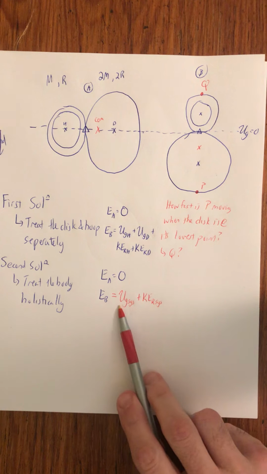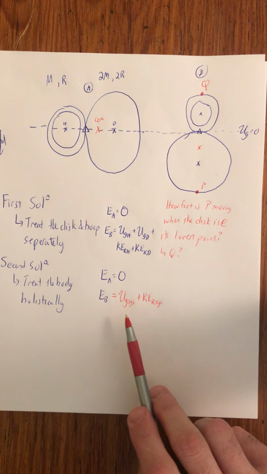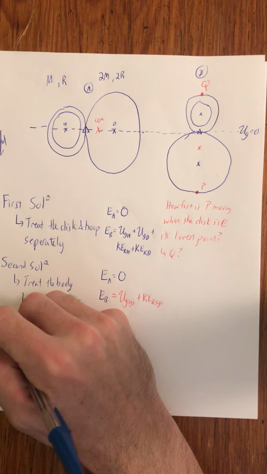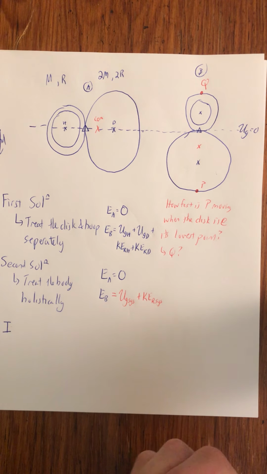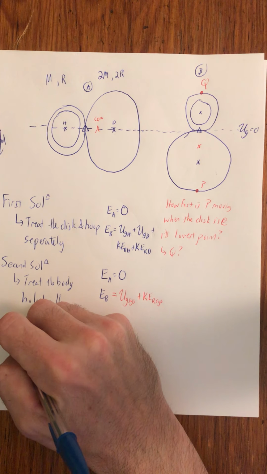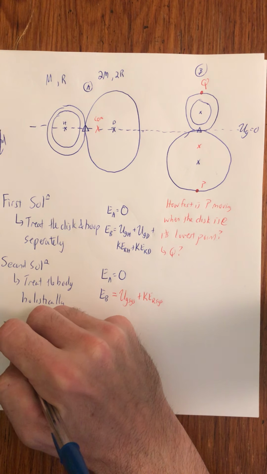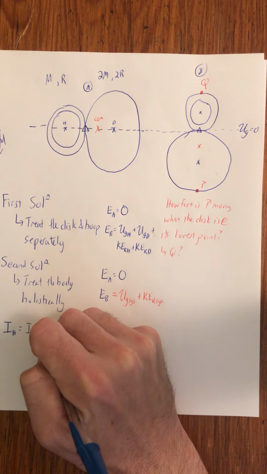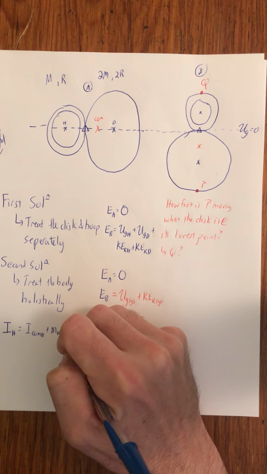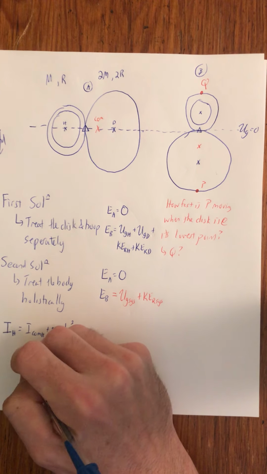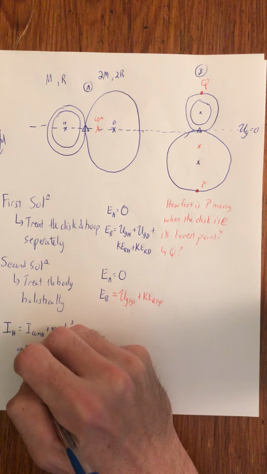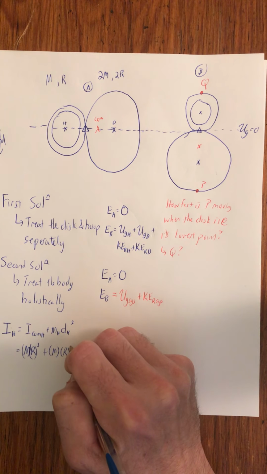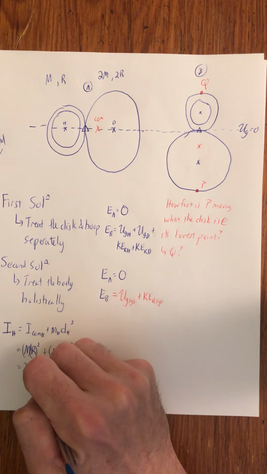Now, this solution is going to require a little bit more setup. So let's start doing that setup now, no matter what. I'm going to talk about moments of inertia because we know we're going to need them. I of the hoop about this point: I need the parallel axis theorem, so that's I_com of the hoop plus the mass of the hoop times the shifting factor squared. So that's mr squared plus m, the mass of the hoop, times r squared, the shifting factor, so that's 2mr squared.